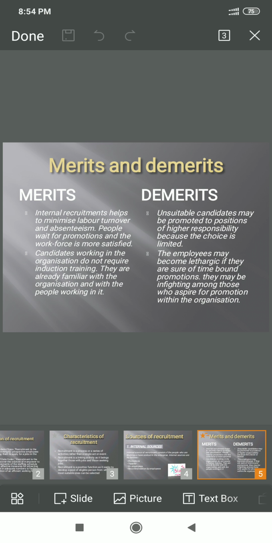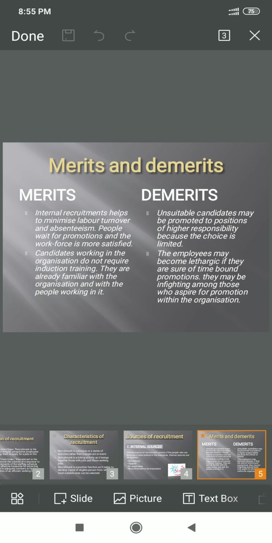Next bullet: employees may become lethargic if they are sure of time-bound promotion. What do you understand by the word lethargic? Some will say the employees will become lazy. Some will say dull. Some will say passive, inactive, inert, sluggish. So basically, lethargic is all these things. The employees become sluggish because they are sure of the time-bound promotion. They know that they will be promoted.